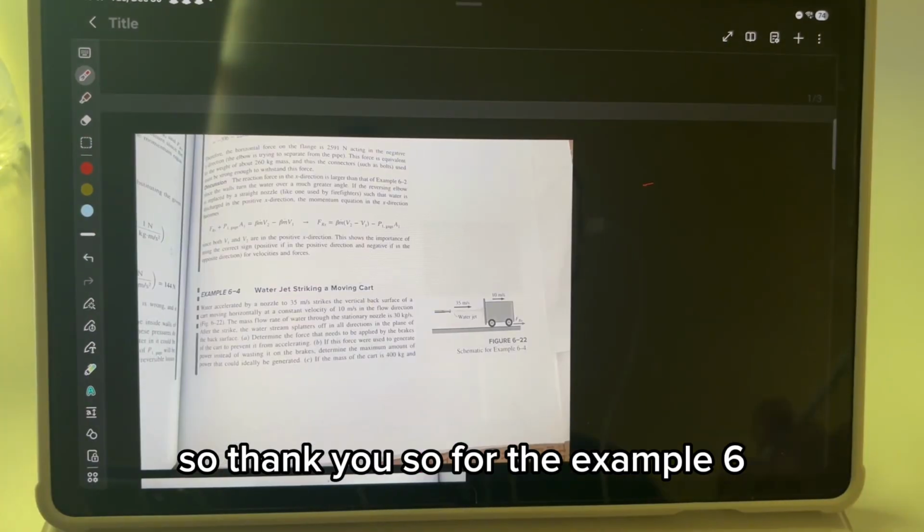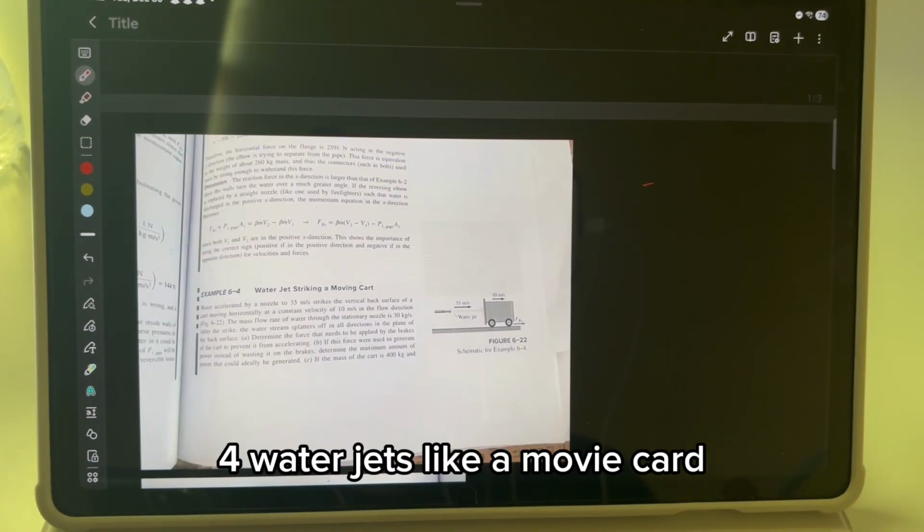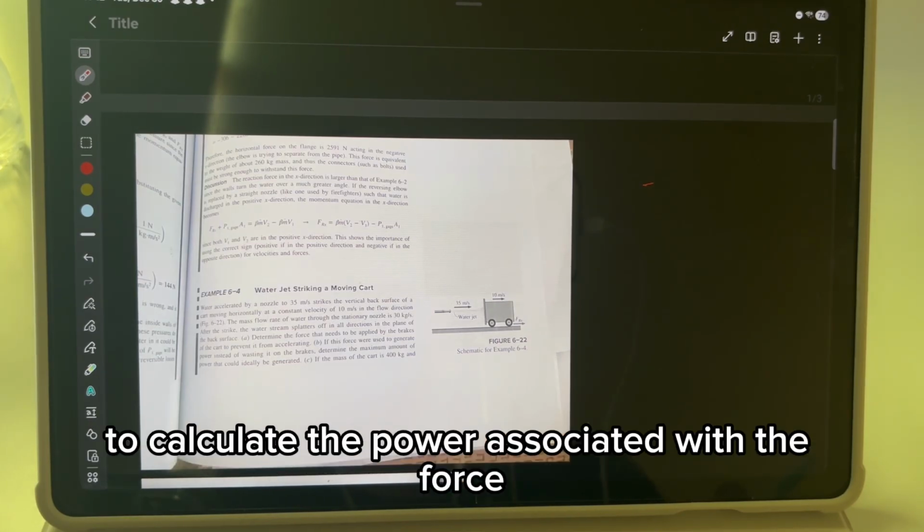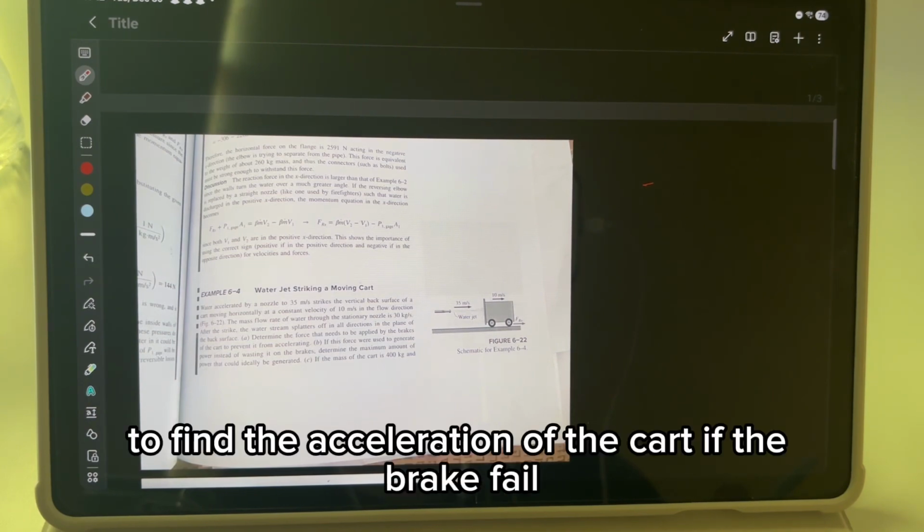So now for example 64, a water jet striking a moving kite. The goal is to determine the braking force required to keep the kite at a constant speed, to calculate the power associated with the force, and lastly to find the acceleration of the kite if the brake fails.